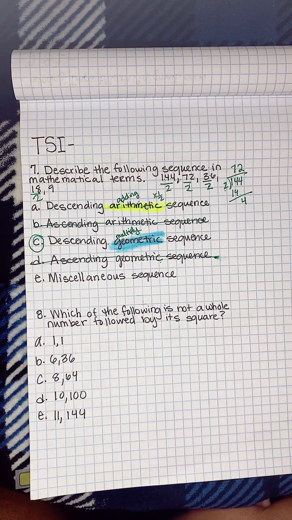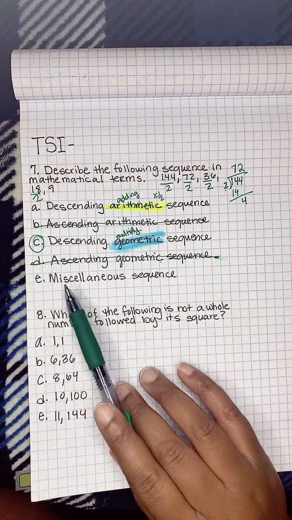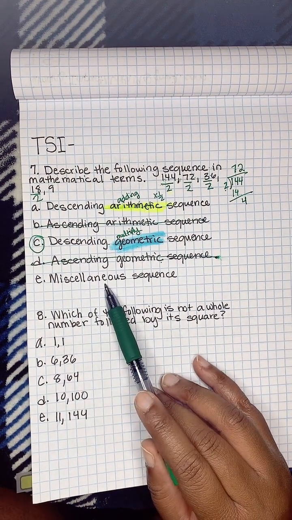Please explain E. Miscellaneous sequence, that means it has no pattern. Great question.